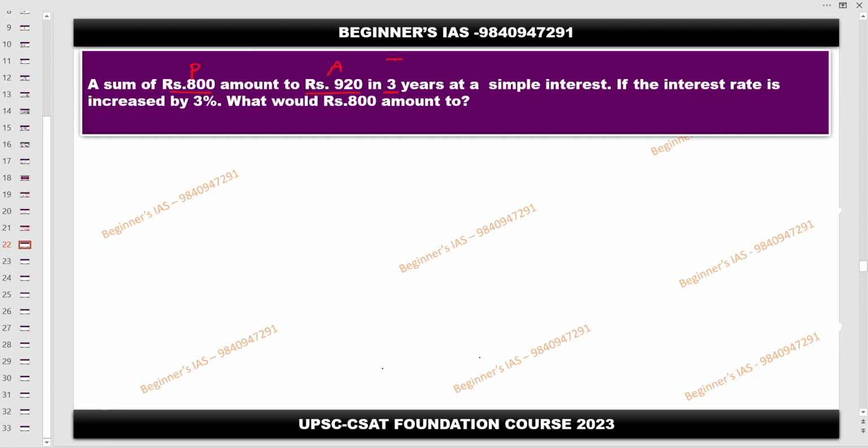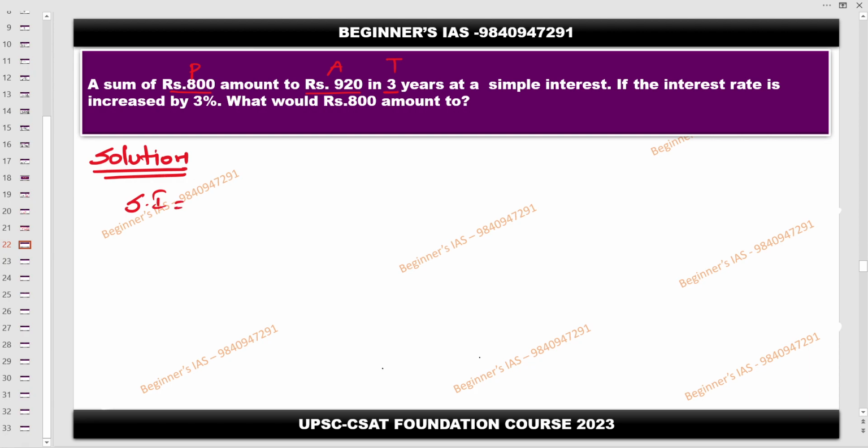Then this is T, right? Ismail getting confusions with what is P and A. That is what I am saying again. The principal of rupees 800 amounts to 920, which means that this is the principal. This amounts to means some interest added here. That interest is nothing but the difference between these two. So that simple interest is nothing but what?